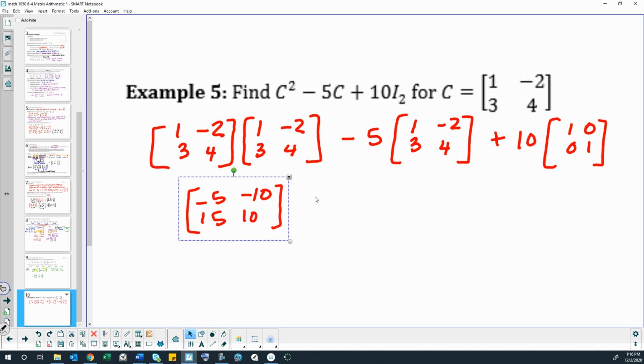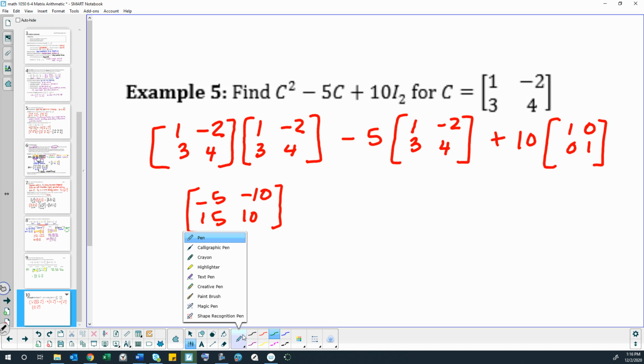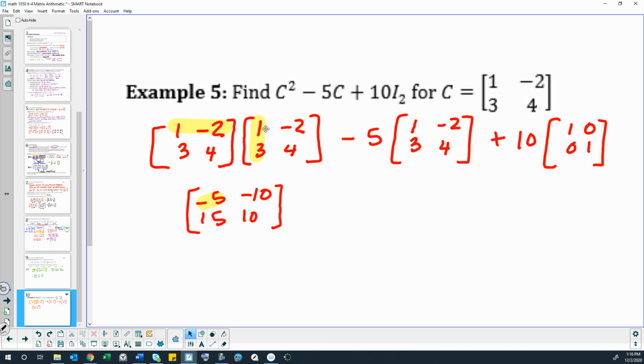So this part here comes from taking our first row and our first column. 1 times 1 is 1, and negative 2 times 3 is negative 6, and 1 minus 6 is negative 5. Then we do the second column. I'm going to redo this just a little bit here with a separate part and move them around.